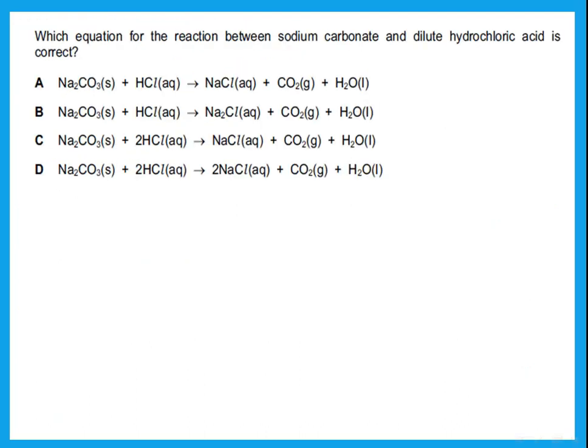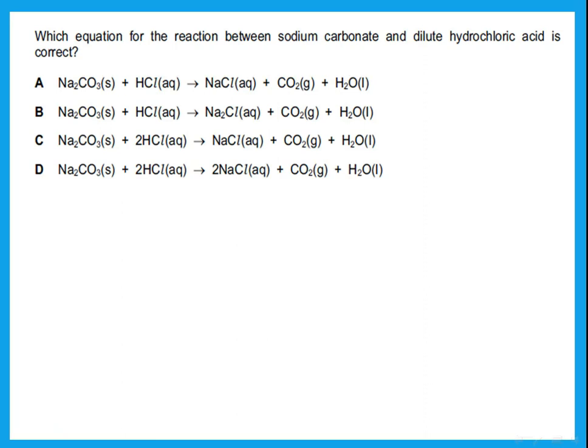Okay. Which equation for the reaction between sodium carbonate and dilute hydrochloric acid is correct? Again, check to see if any of them has the wrong formula. Remember, how do we write sodium chloride? Sodium chloride, the sodium has a valency of 1 and the chlorine has a valency of 1. So actually, choice B is wrong, mainly because the formula for sodium chloride is wrong. So we look at the others. The others, you need to check that you have the correct balancing. So which one has the correct balancing?